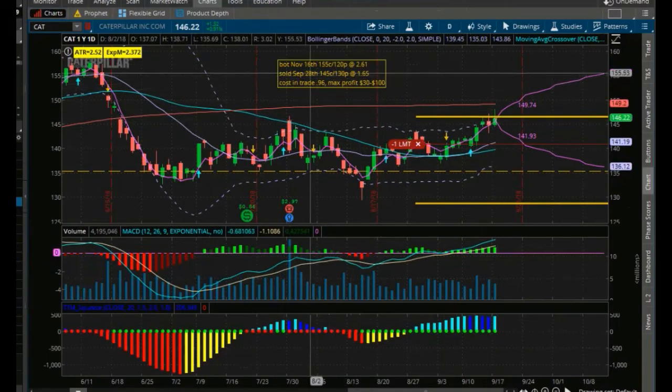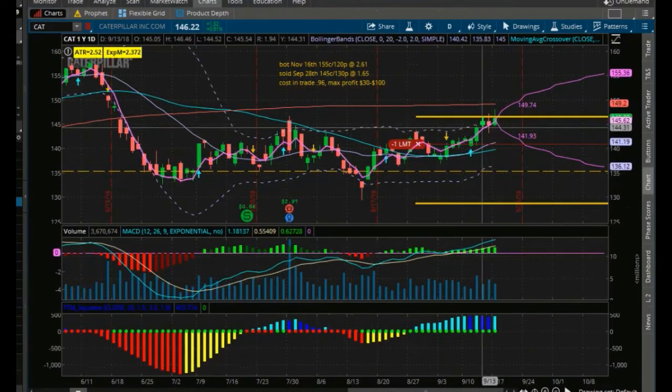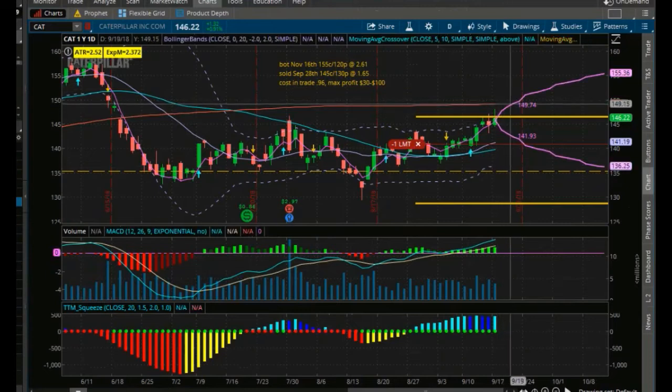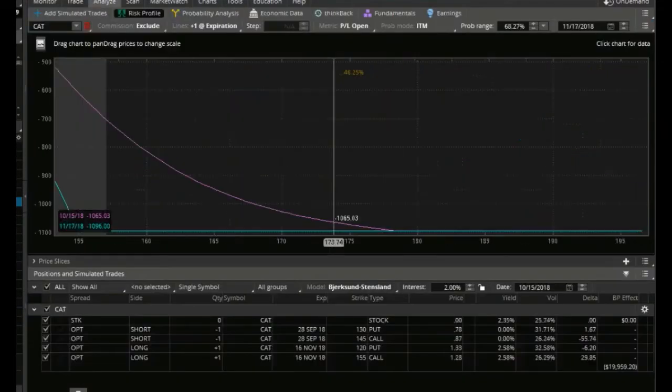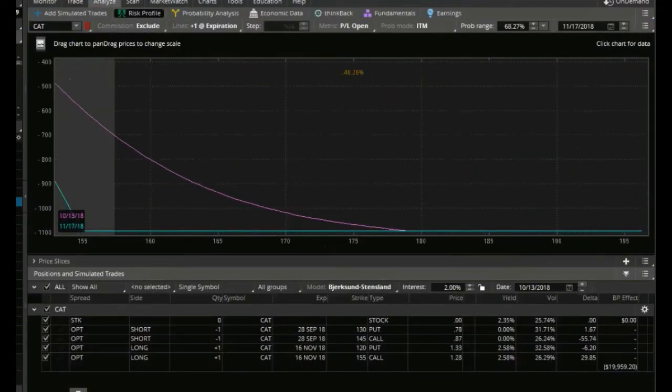But this is good till September 28th, which is a week and a half. This actually has time to come up here, bounce off this 200-day moving average, and come back in here. Right here's the sweet spot on this one, 145. So I've got 96 in the trade. Oh, God, these things.